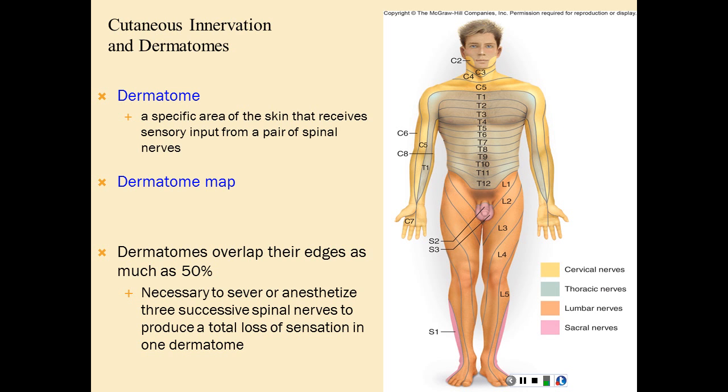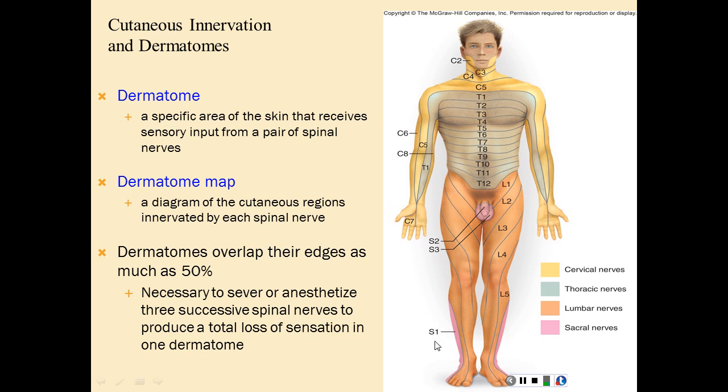Now, dermatomes may overlap at their edges by as much as 50%. Three successive spinal nerves must be anesthetized or severed to produce a total loss of sensation from one of those dermatomes.